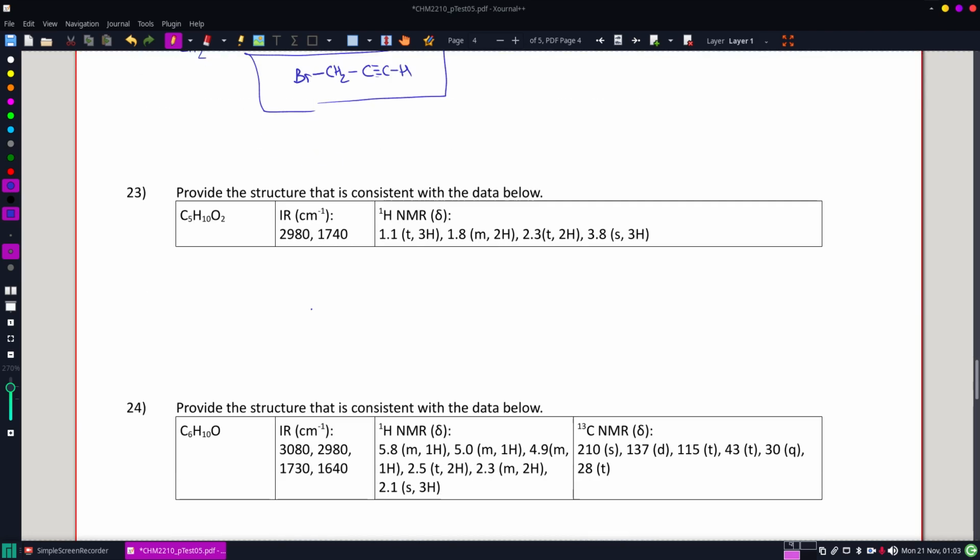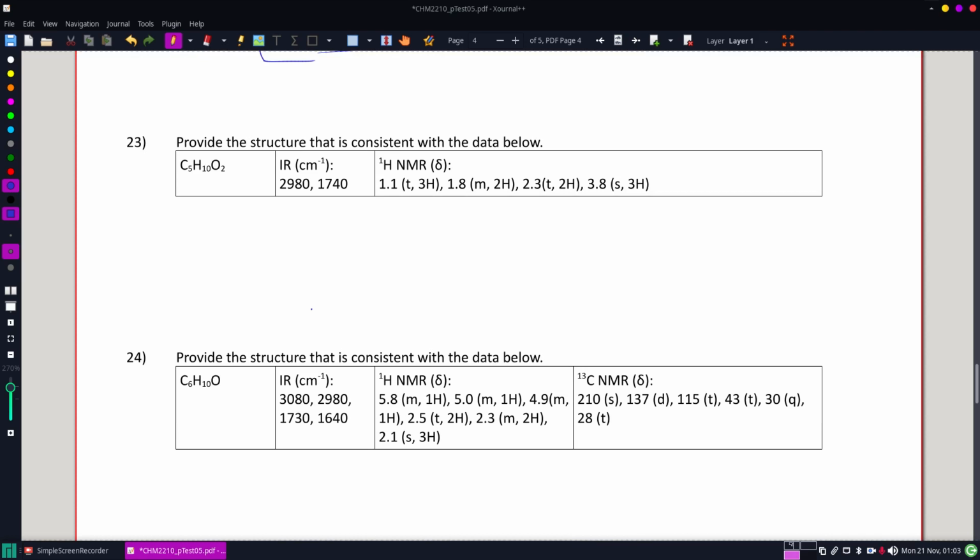Alright, first one of these with a nice little table there. So we're going to try to figure out what this is using just this data. First thing I'm going to do is figure out my elements of unsaturation. So 2 times 5 plus 2 minus 10, we ignore the oxygens. We have 1 element of unsaturation. Is that right? 5, 12, yeah, 1 element.